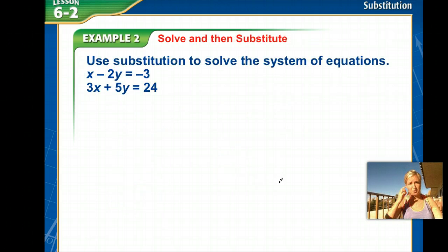All right, example number three is to solve and then substitute. So as you can see here, neither equation is set equal to x or y. But I notice that I have one equation that has x all by itself.